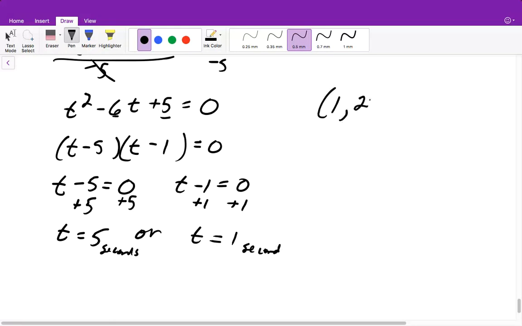So we can write this as an ordered pair, or you can just leave it as t is equal to 5 and t is equal to 1. But what this is telling us is that at 1 second and at 5 seconds, our height is at 27.